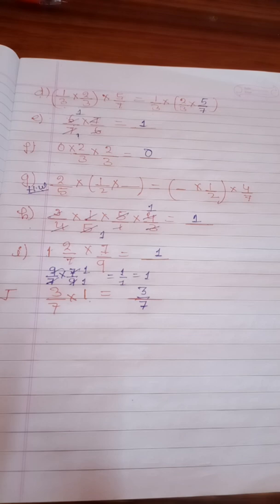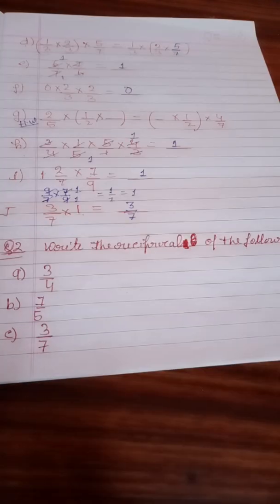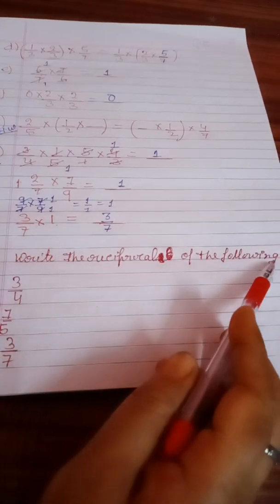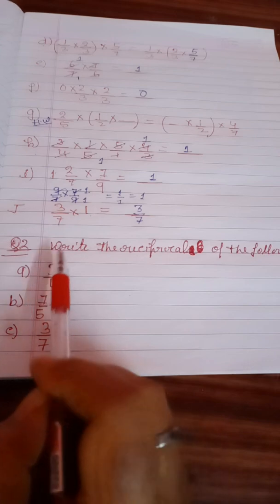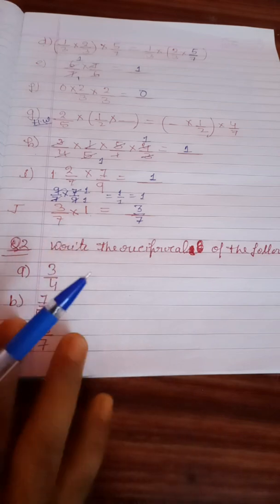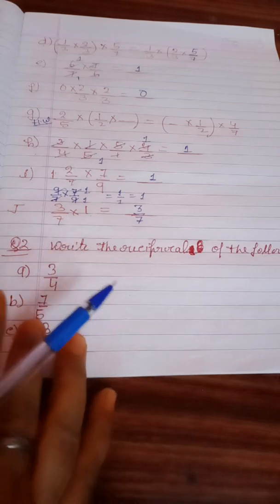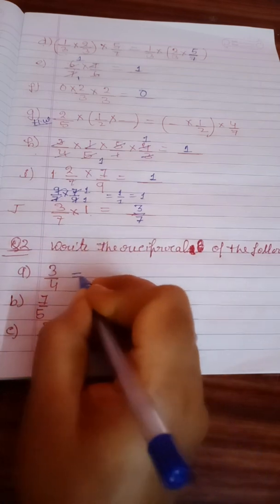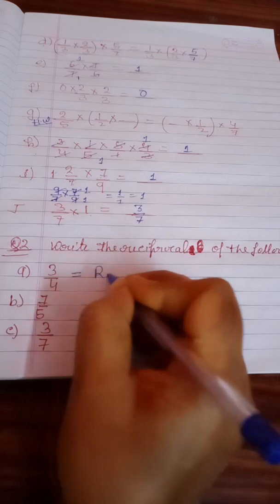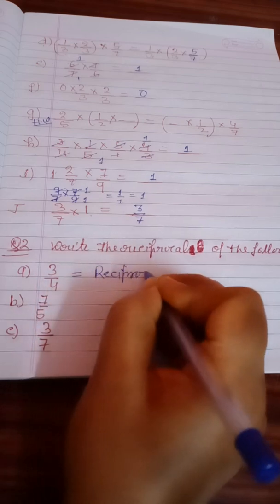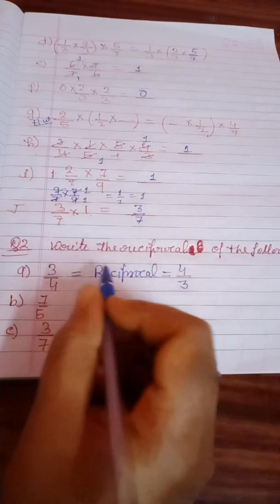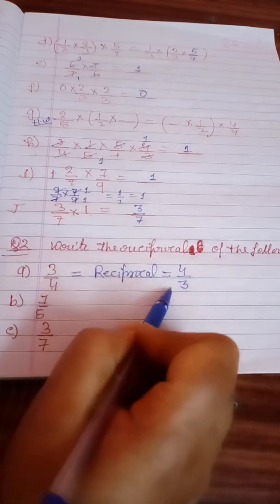Okay, now see, beta, question number 2 of this exercise. Write the reciprocals of the following. And reciprocal, what I told you just now, means reverse. What does reciprocal mean? Its reverse. So the reciprocal of 3 upon 4 is equal to 4 upon 3. Numerator will become denominator and denominator will become numerator.